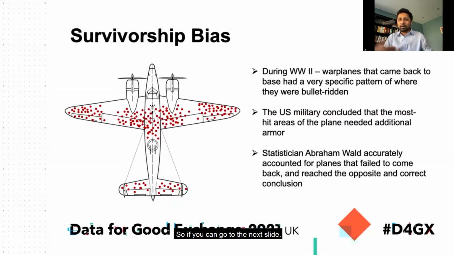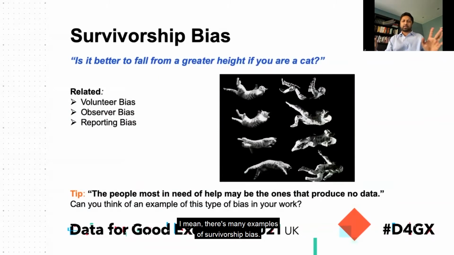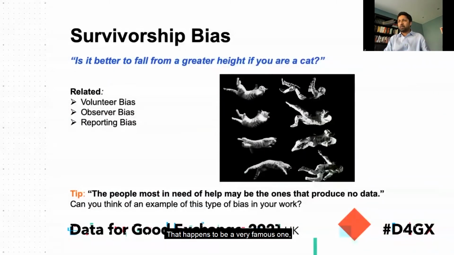So if you can go to the next slide. I mean, there's many examples of survivorship bias. That happens to be a very famous one because it's very easy to articulate. But let me pick out a completely different one. Is it better to fall from a greater height if you're a cat?